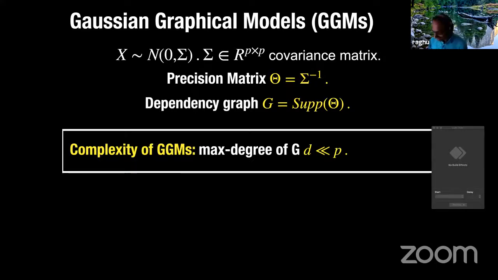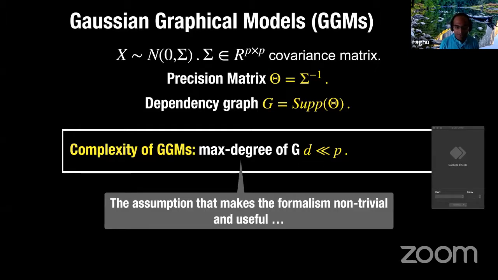So far, it seems like we just changed how we describe a Gaussian distribution. Instead of looking at sigma, I'm looking at sigma inverse. But the main non-triviality of looking at the precision matrix comes when I characterize the complexity of GGMs by limiting what the dependency graph can look like. Throughout this talk, we'll focus on GGMs which are simple in the sense that the maximum degree of the dependency graph is at most d, which we'll think of as being much smaller than the dimension p. This is the assumption that makes the formalism of GGMs non-trivial and useful.